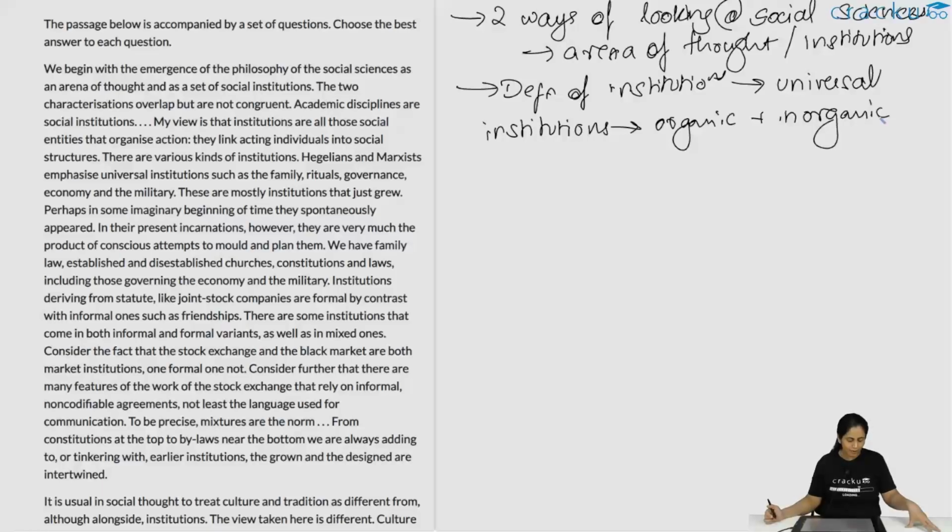To be precise, mixtures are the norm. From constitutions at the top to bylaws near the bottom, we are always adding to or tinkering with early institutions. The grown and the design are intertwined.